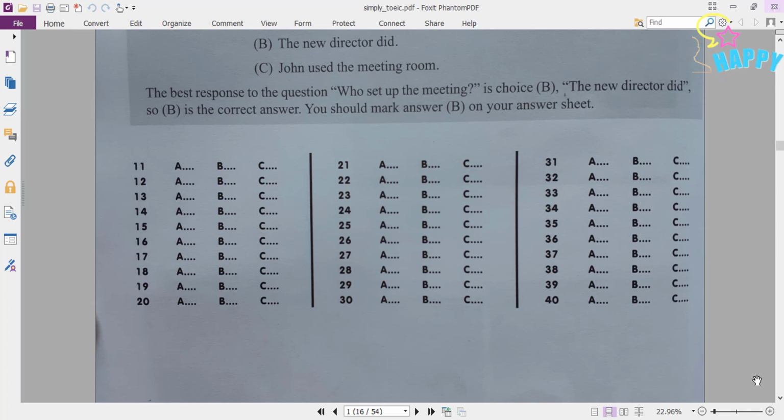Number 28. What's your assistant like? A. Italian food and wine. B. She's very efficient. C. I don't like her at all.